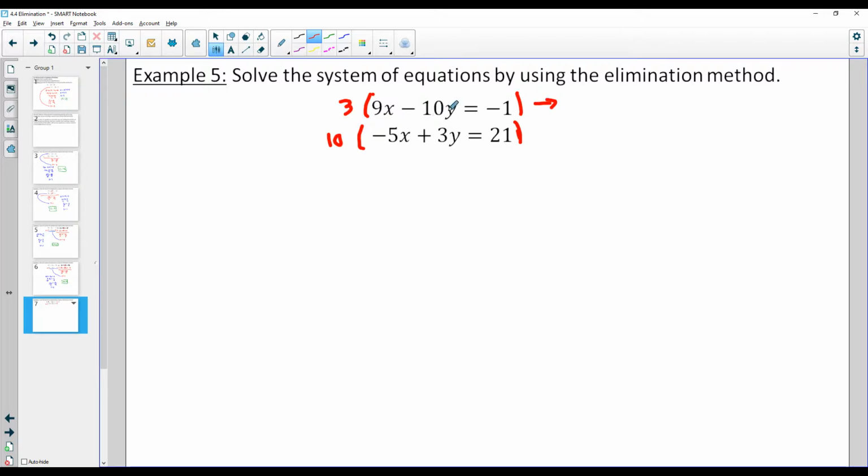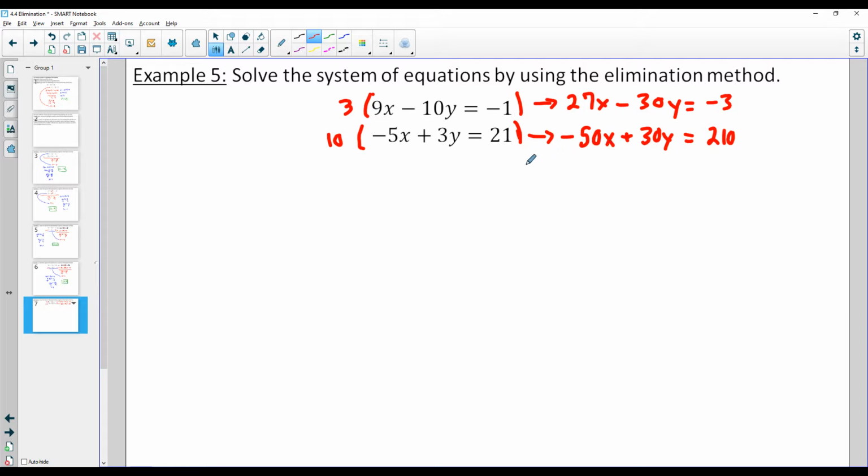When I do that to this top side, 3 times 9 is going to be 27x. 3 times negative 10y is going to be negative 30y. 3 times negative 1 is going to be negative 3. Here, when I scoot it over, 10 times negative 5x is going to be negative 50x. 10 times positive 3 is going to be plus 30y, which is what I wanted, right? And then 10 times 21 is going to be 210.